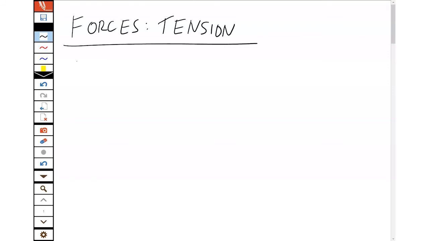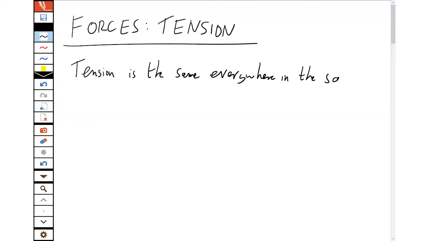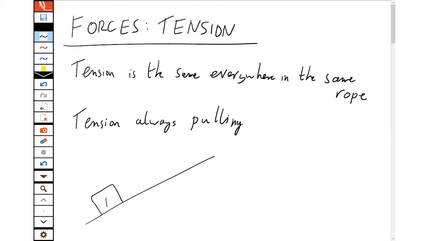The first is the tension is the same everywhere in the same rope. And the tension is always pulling. So what do I mean by that? Well, let's say we have a slope with two blocks, A and B, connected by a rope. Now, if they are connected by the same rope, that means there's the same tension everywhere in that rope.